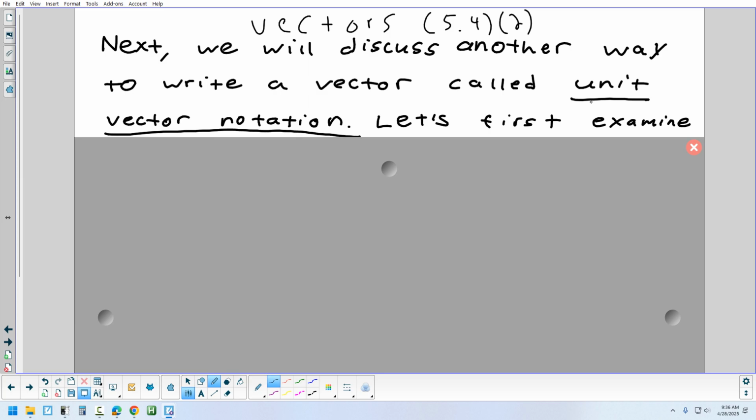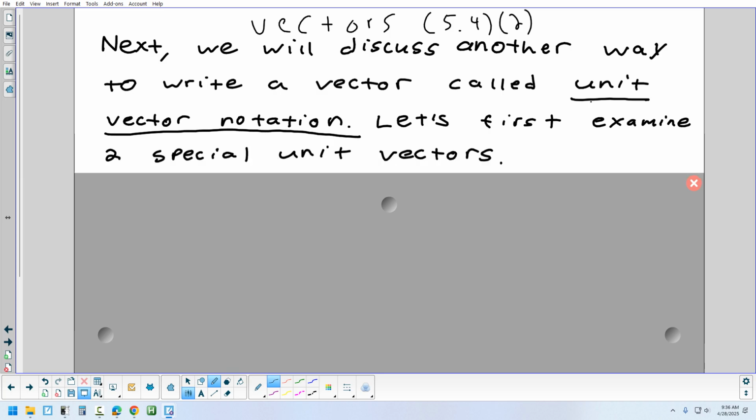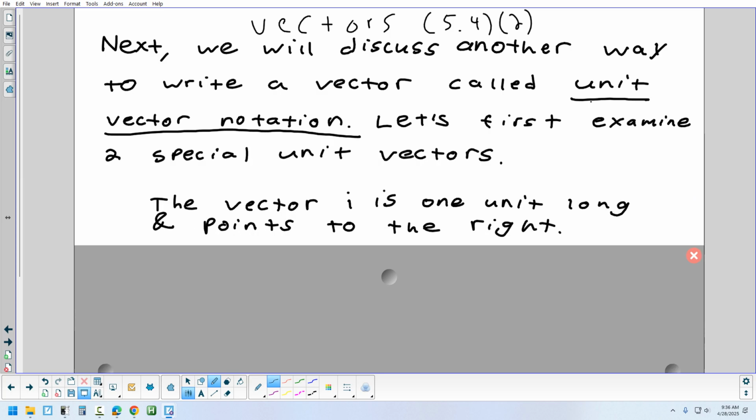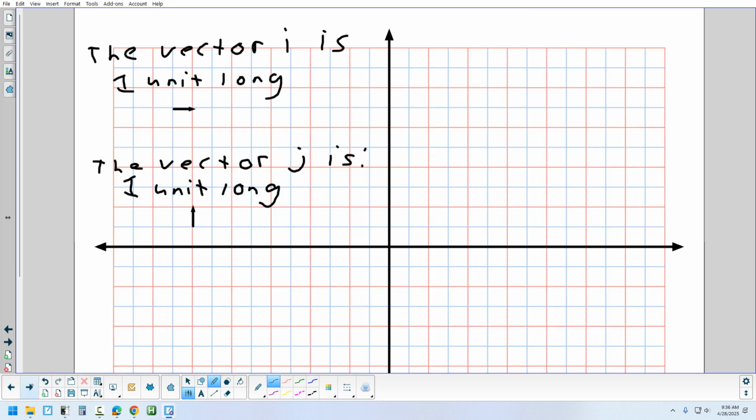Yep. So we're going to look at 2 special unit vectors. The first unit vector is called I. I, whenever you're talking about vectors, is defined to be a vector that is 1 unit long and it points to the right. That's what I looks like. You can't name a vector I and have it mean anything other than what I just circled. I is always that picture.